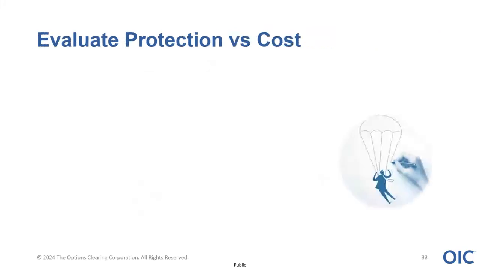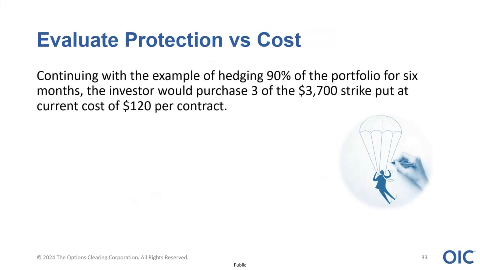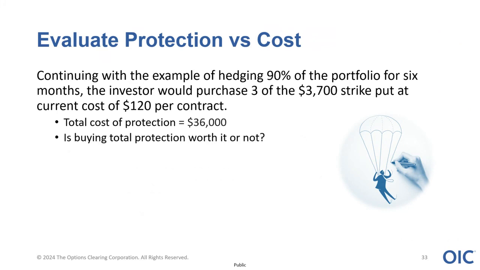One of the things that people ask is, how do I know how much of this I need? And if we talk about this from a 90% of the portfolio for 6 months, and you're buying 3 of those 3,700 puts, you're spending 36 grand on protection. And you might want to ask yourself, is that commensurate with my view on the marketplace going forward, especially over that time period? Because that's what you're really getting here. You're getting 6 months of coverage for 36 grand.